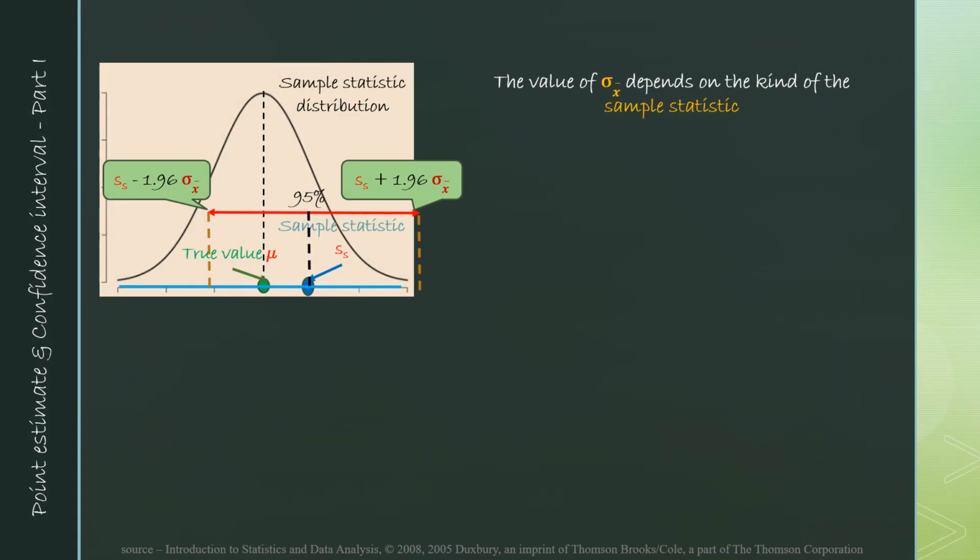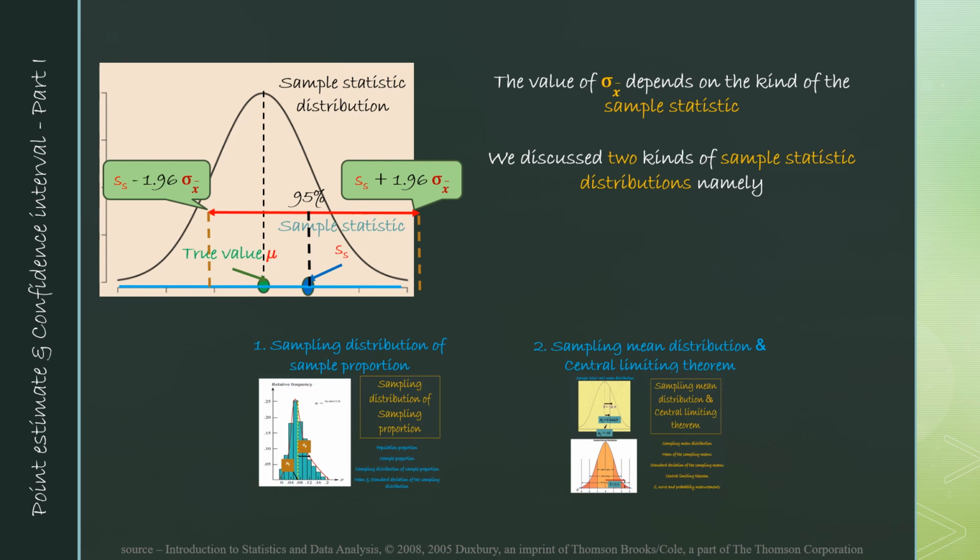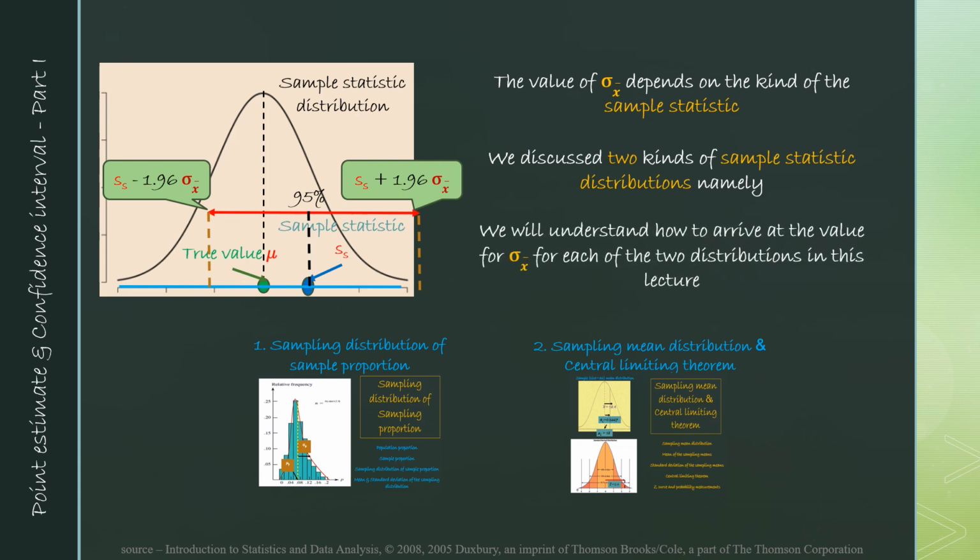This is where we left in part 1. The value of sigma x bar depends on the kind of the sample statistic. We discussed two kinds of sample statistic distributions, namely sampling distribution of sample proportion and sample mean distribution. We will understand how to arrive at the value for sigma x bar for each of the two distributions in this lecture. And we start with sampling distribution for sample proportion first.